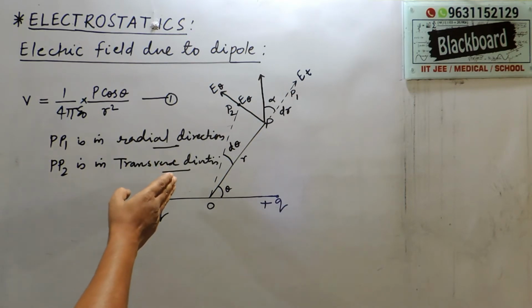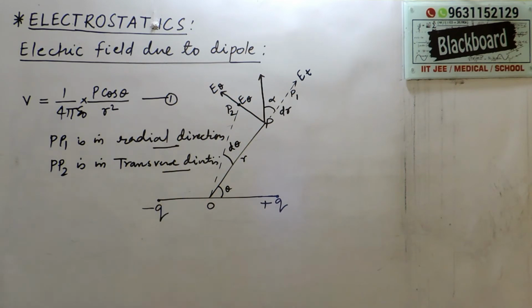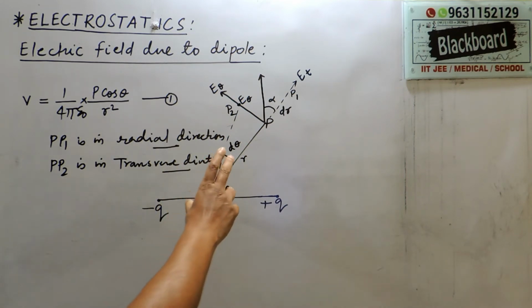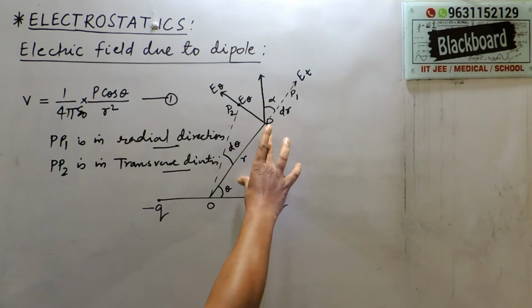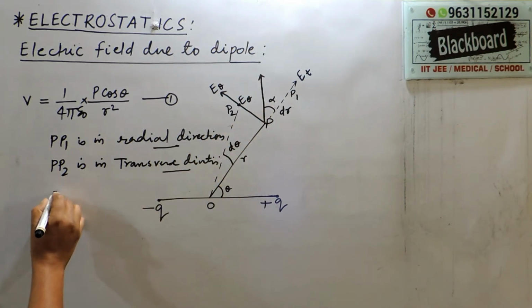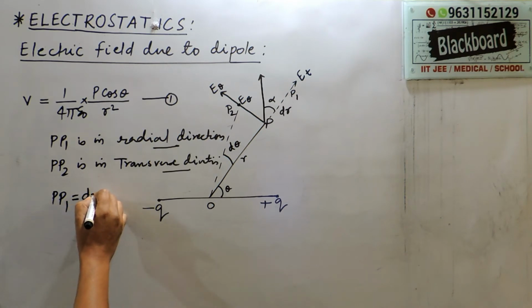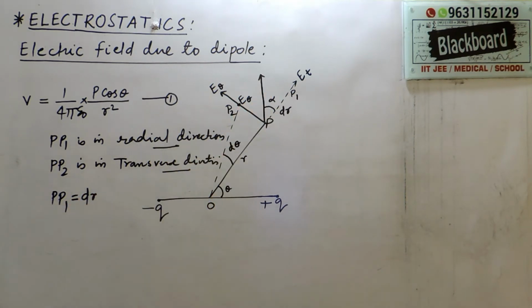In going from P to P1, the angle does not change, and the distance OP changes. The distance OP changes from r to r plus dr. And here P1 is here, dr. That means a small change in distance.